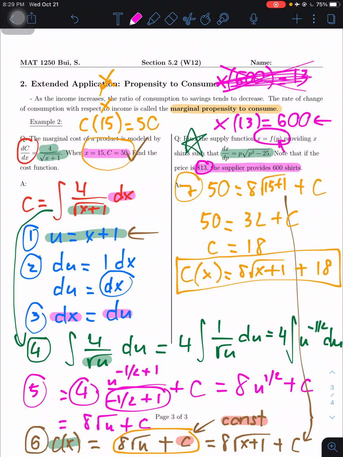So this is your initial condition, and after you finish integrating your function, you're going to need to plug it back into this initial condition in here, and after that you'll be solving for the supply function in x. If you have any question on that one, let me know.